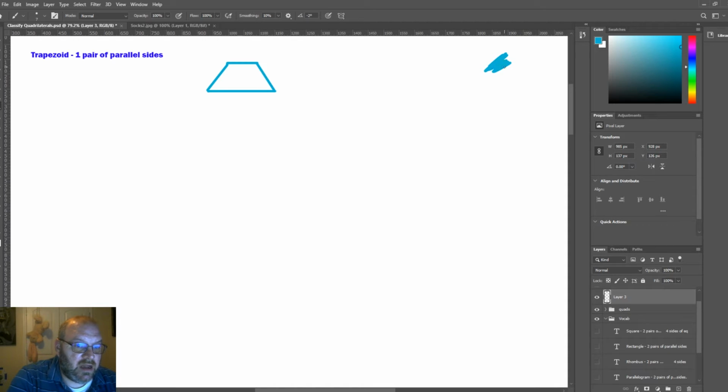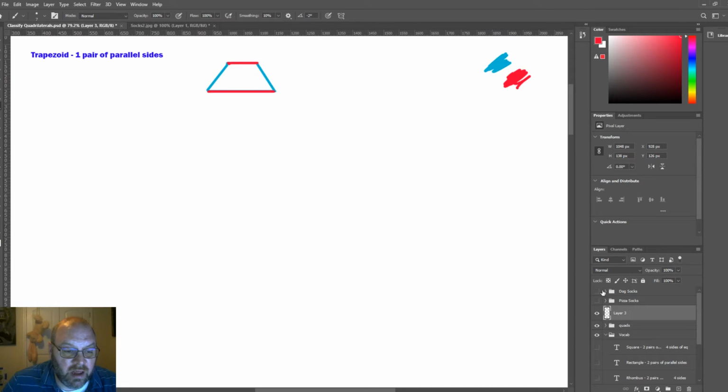Let me just make this color and get another color here so I can switch between the two. So where are our parallel sides? Right here and right here. One pair of parallel sides. Now remember I told you about the socks earlier. Let me bring up some socks here. So I got some dog socks right here.